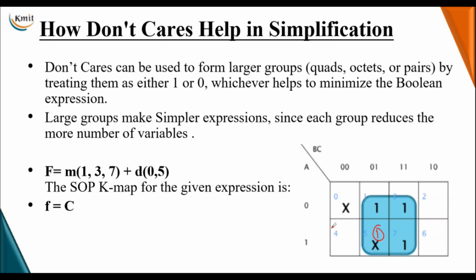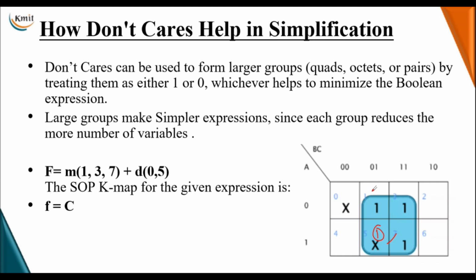Here, row-wise, variable A is for this group, only one group, and with this one group the 3 minterms are covered. Your final expression of this function: the A variable is different, the B variable is also different, only C is the same for all the 3 minterms along with the don't cares. So my final expression is C.